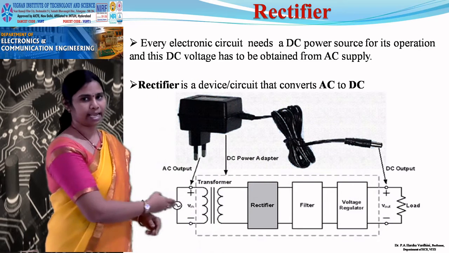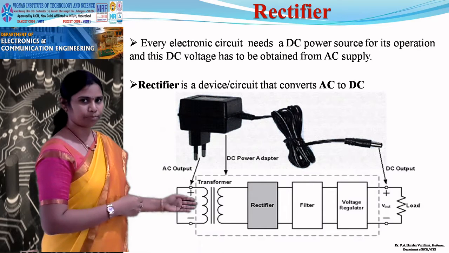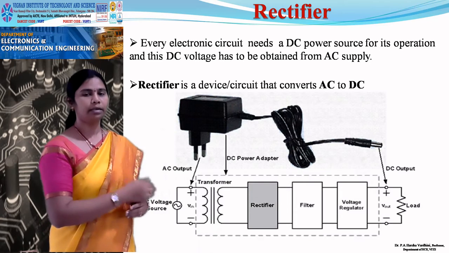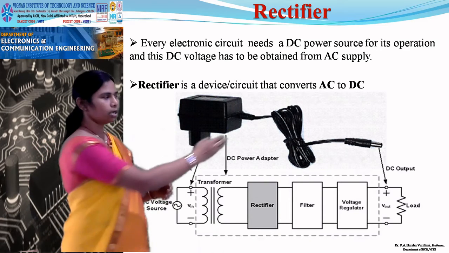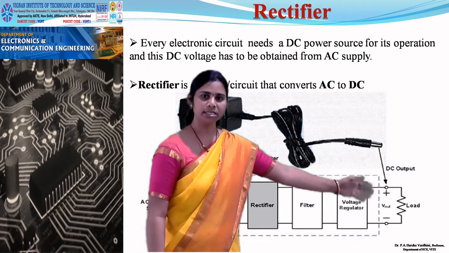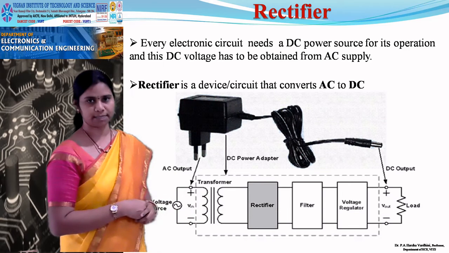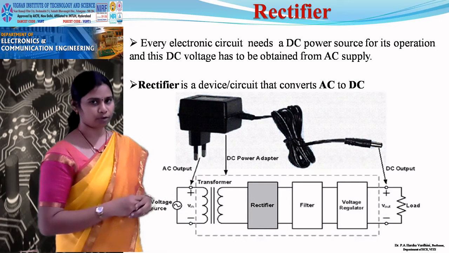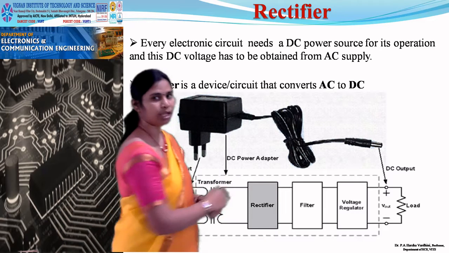This AC signal is stepped down by a step down transformer. This step down transformer means the 240 volts AC signal is decreased to a value which is required according to the application. If the battery you are using for your mobile requires 5 volts DC, then this signal is stepped down to 5 volts AC. So this 5 volts AC signal, what you see at the secondary of the transformer, is applied as input to the rectifier block.